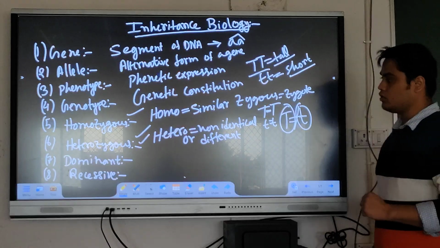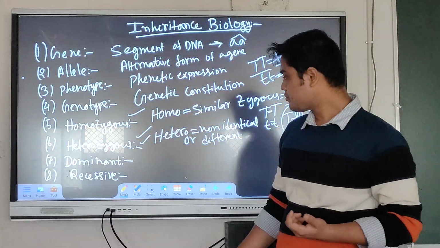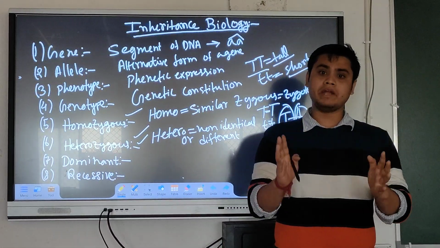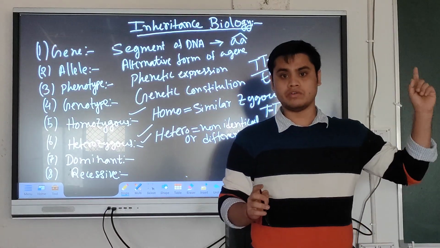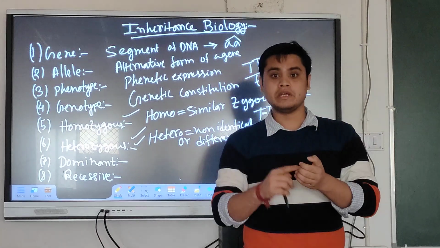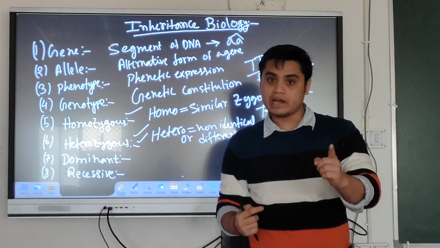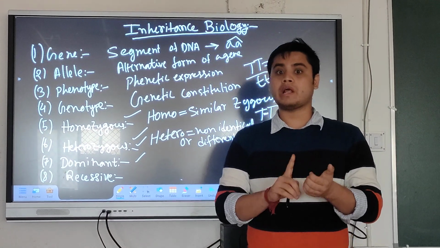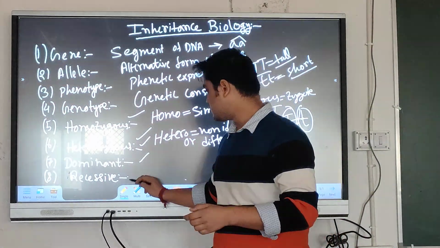The last one, dominant and recessive. What is the meaning of dominant and what is the meaning of recessive? Dominant means if we choose two characters and make a hybridization cross between them, suppose one is tall, another is short, the character which appears in the next generation is called dominant. While the character which does not appear in the next generation is called recessive.